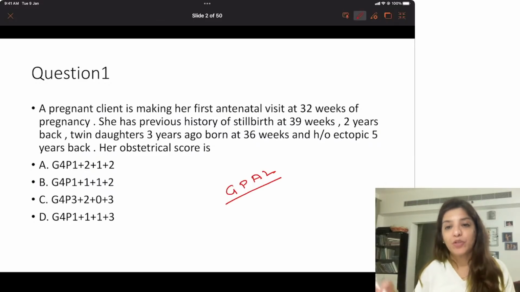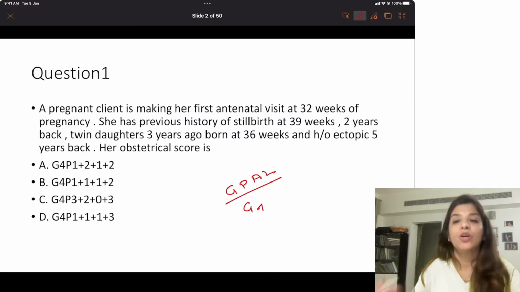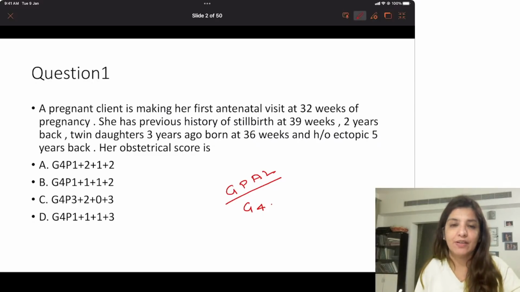I am not giving you options. You will have to just tell me the answer. What is her obstetrical score as per GPAL? Gravida will be 4 only, right? This is the 4th time she has conceived. Now, parity. Tell me what is her parity. I am waiting for all of you to answer. What is her parity?